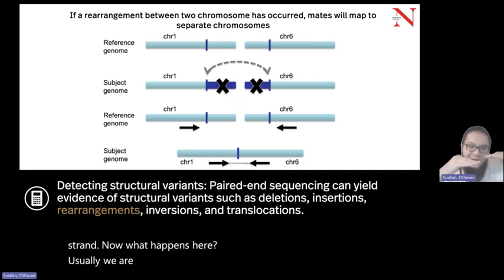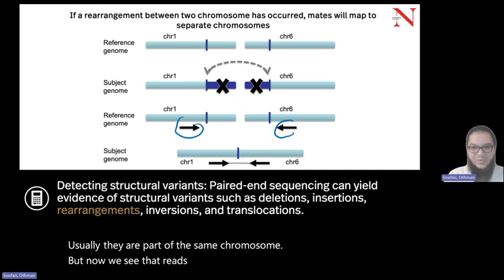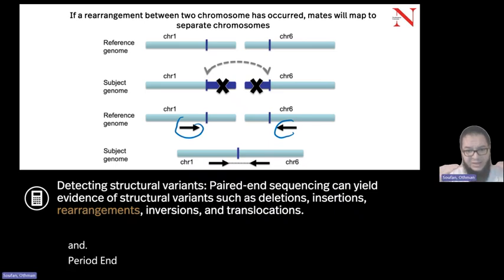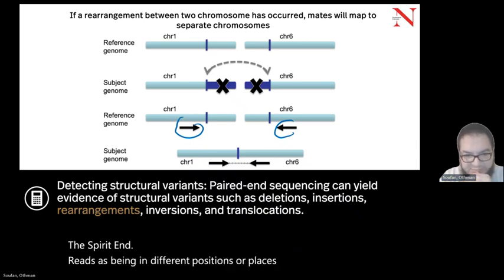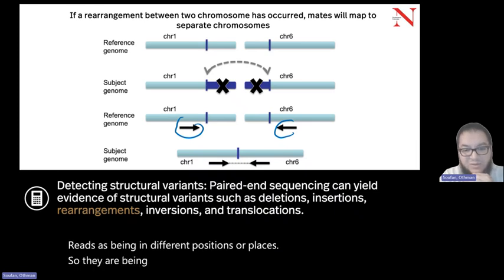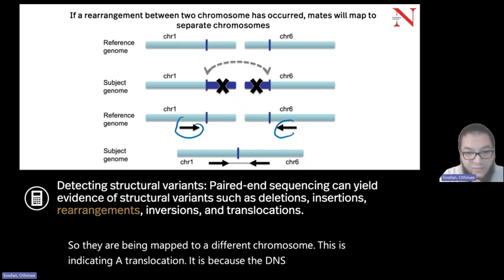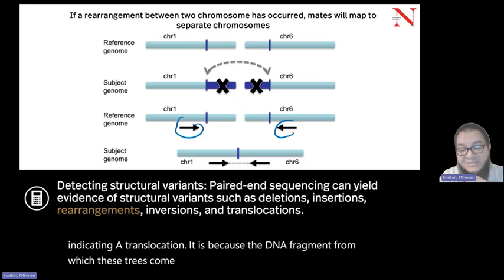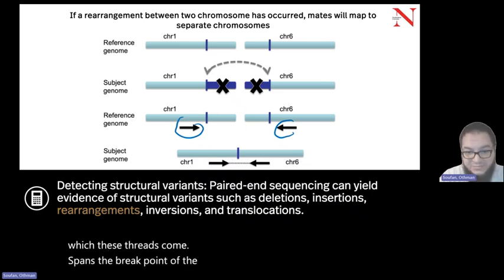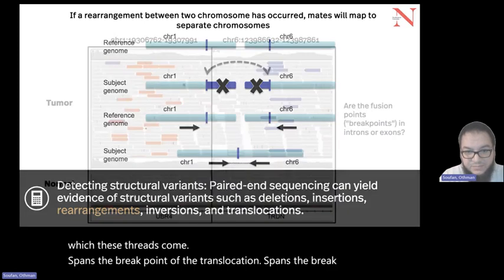Usually they are part of the same chromosome. But now we see the reads, these paired end reads, are in different positions or places. So they are being mapped to a different chromosome. This is indicating a translocation, because the DNA fragment from which these reads come spans the breakpoint of the translocation.